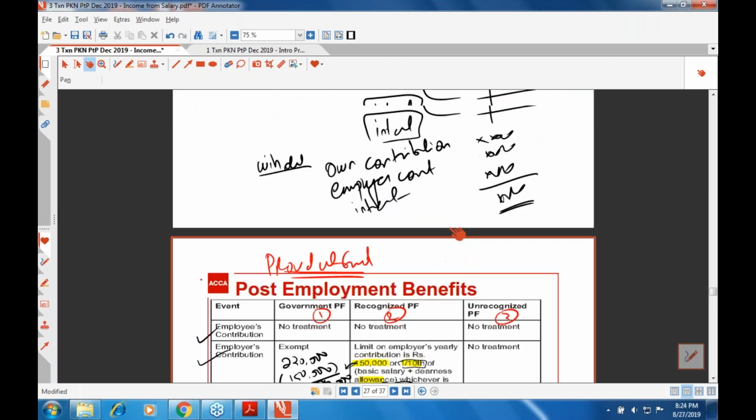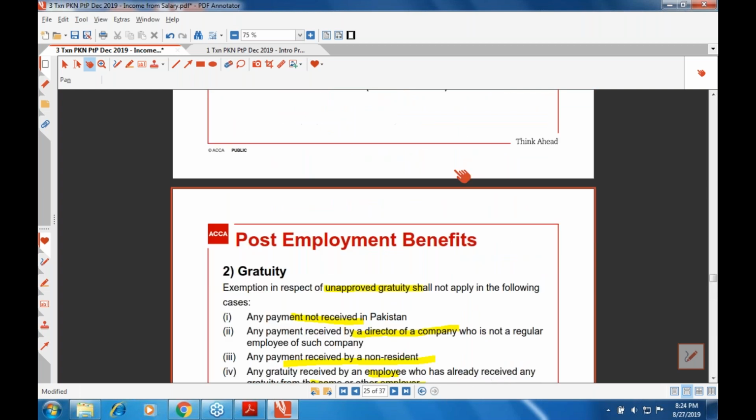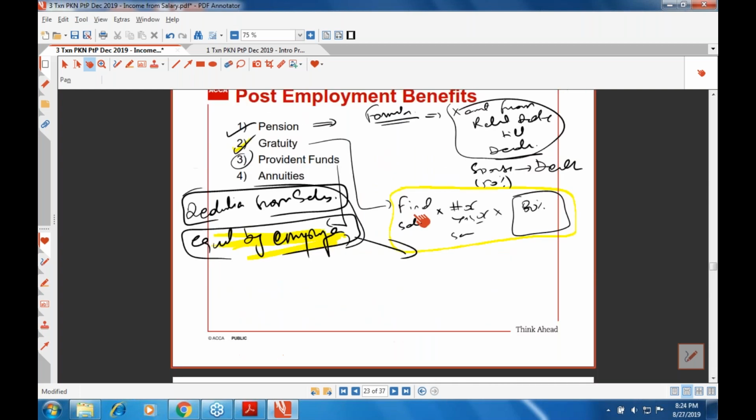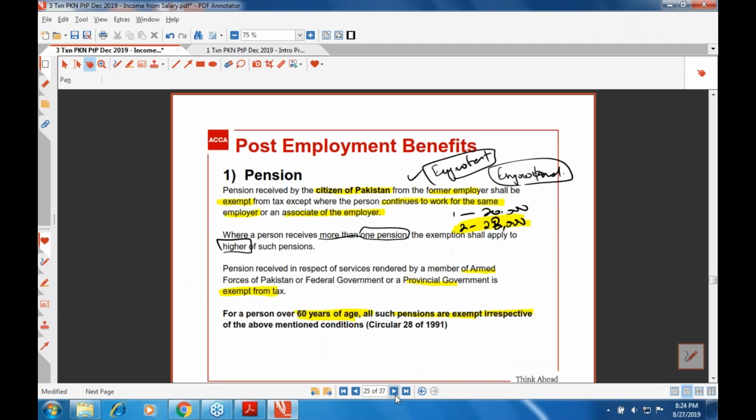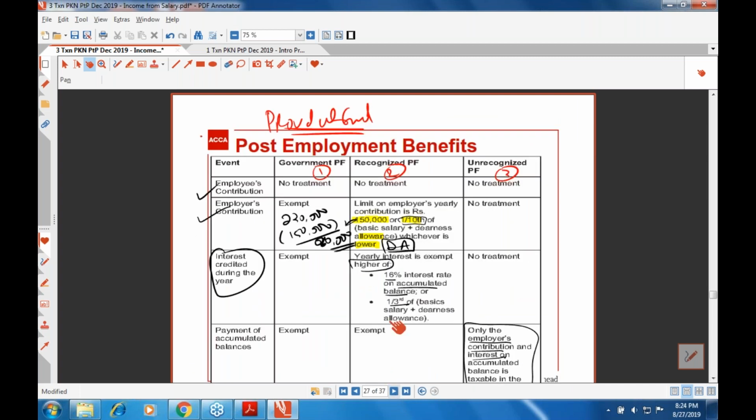So is everyone okay with this post-employment benefit treatment with respect to income from salary? We have discussed how pension is treated, how gratuity is treated, and also how provident funds are treated. Is everyone okay, so that I can move forward?